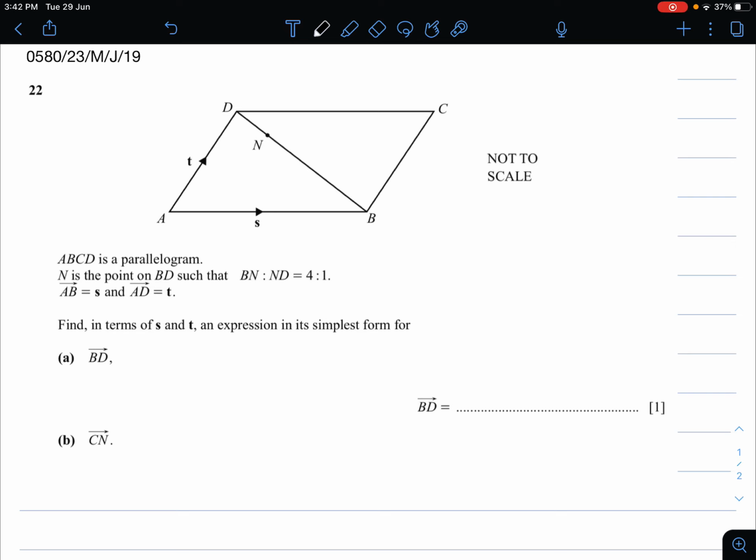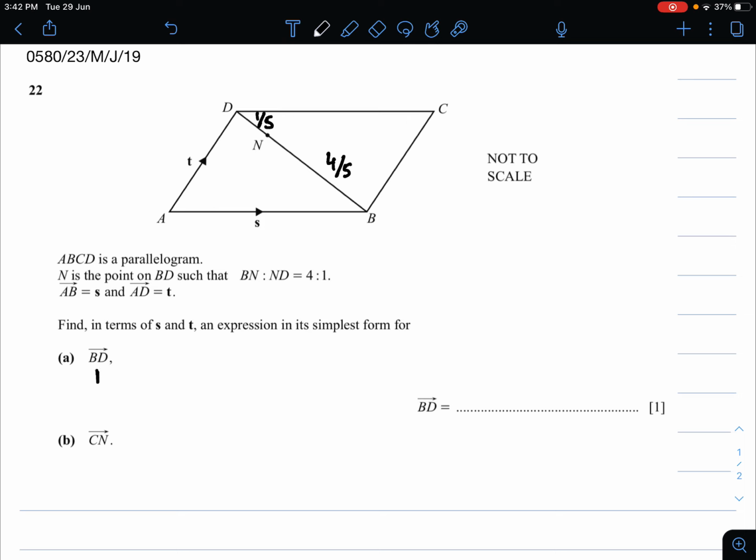ABCD is a parallelogram. N is a point on BD such that BN and ND have a ratio of 4:1. So we can therefore say that BN would be 4 by 5 of the value of BD, and DN or ND would be 1 by 5. So let's move on to the first part of the question, where we have to find the vector BD.